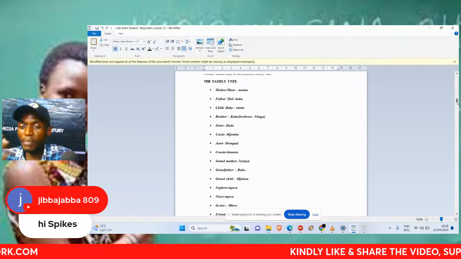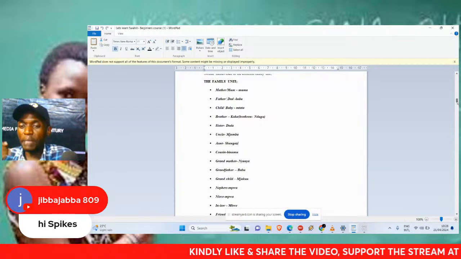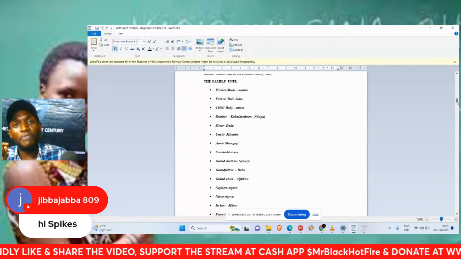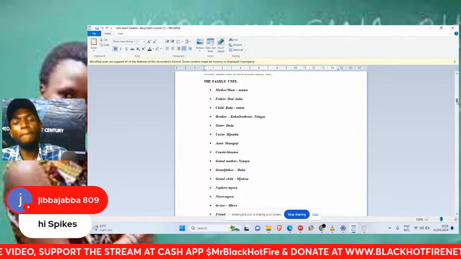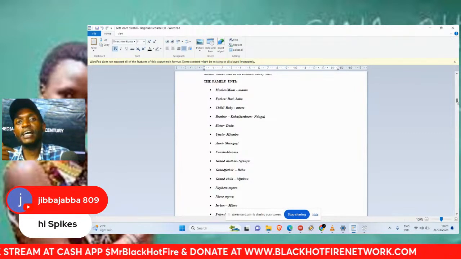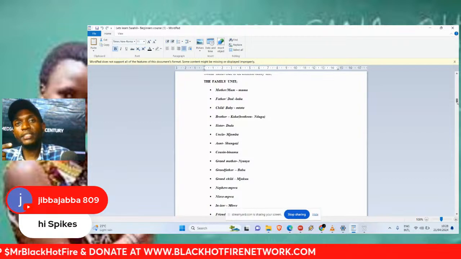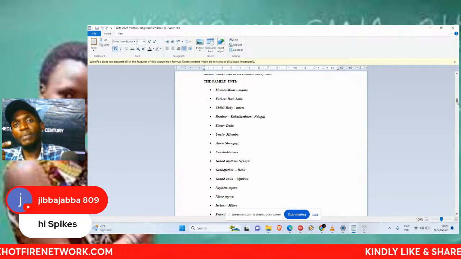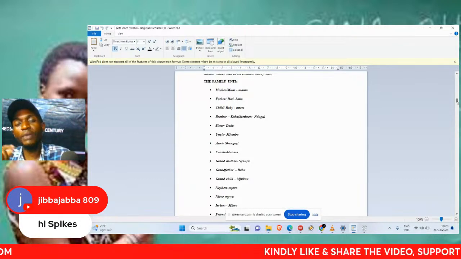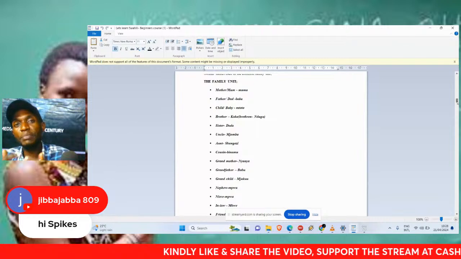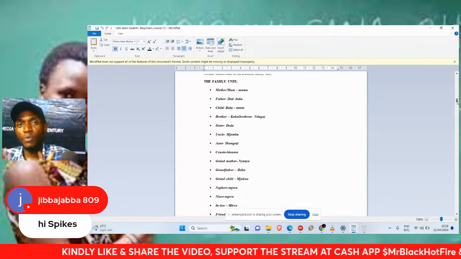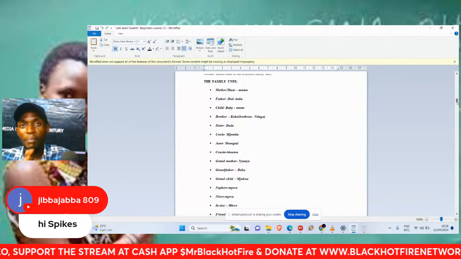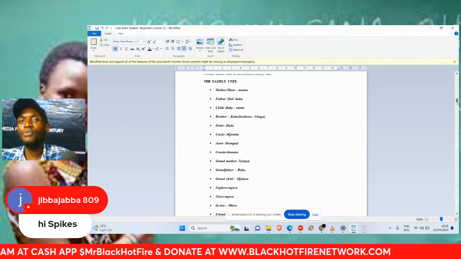Last week, we talked about the family unit. We learned that mother translates into mama. When you're talking about father, you say baba. You have the consonant B connected with the vowel a, which becomes ba, and then you repeat it, ba, ba, which is the word for father, baba. For mom, we said it's mama. For sister, it's dada. For brother, it's kaka.